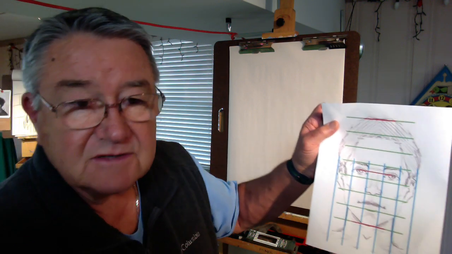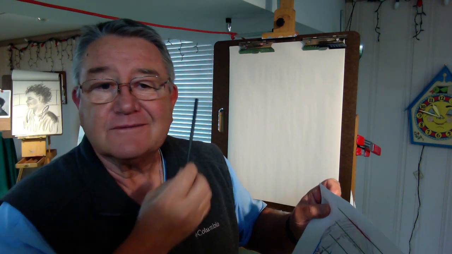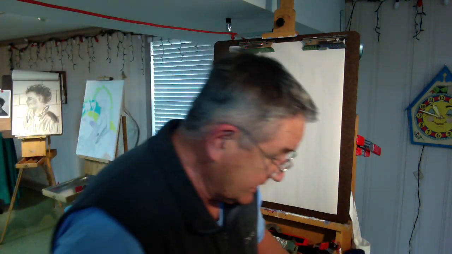Again, these are classical dimensions. Everybody's face is different. Some people are going to have big noses, maybe like mine, bigger chins, bigger ears, especially as you get older. They get longer and all that sort of thing. This guy's got short ears. I had short ears at one time.